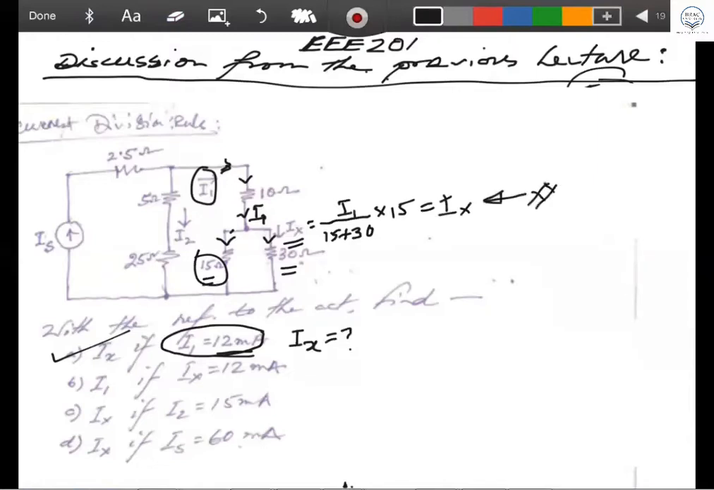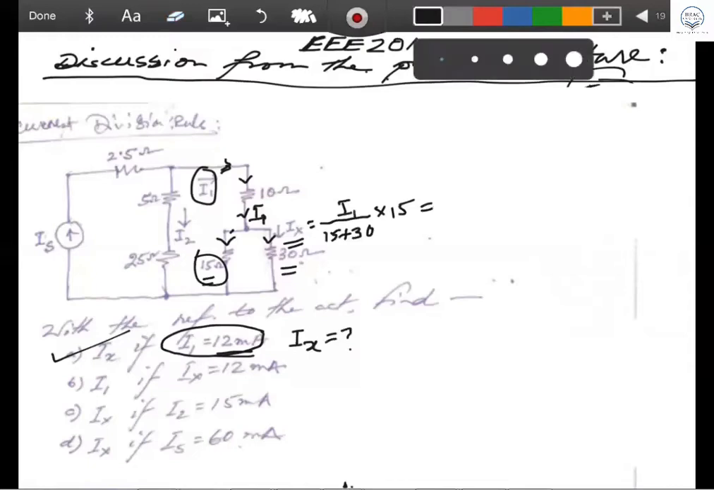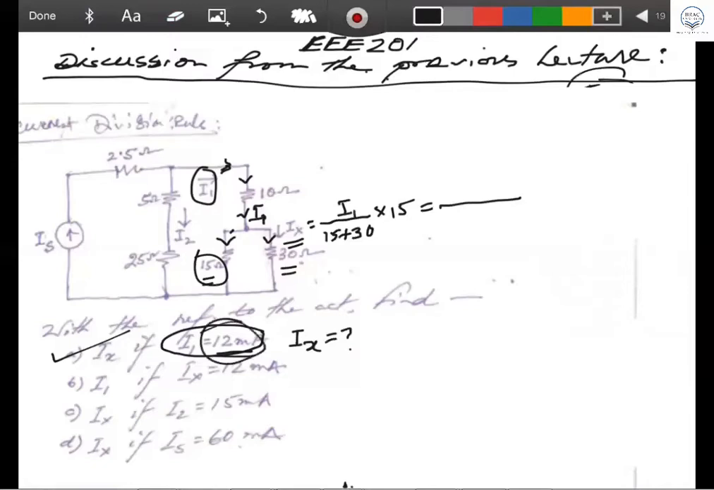Now, if you want to find Ix, what will be the value coming here? You substitute, because the value of I1 is given as 12 milliampere. So I1 is 12 milliampere, this is 45, and this is 15, and the answer coming there is 4 milliampere. So your answer here, Ix is 4 milliampere. This is the answer to the first problem.